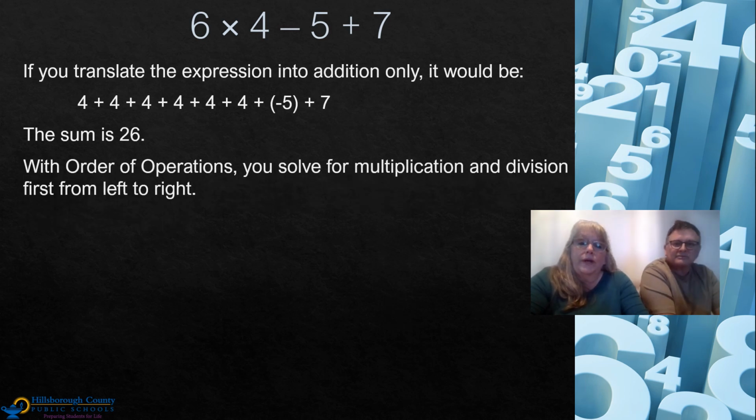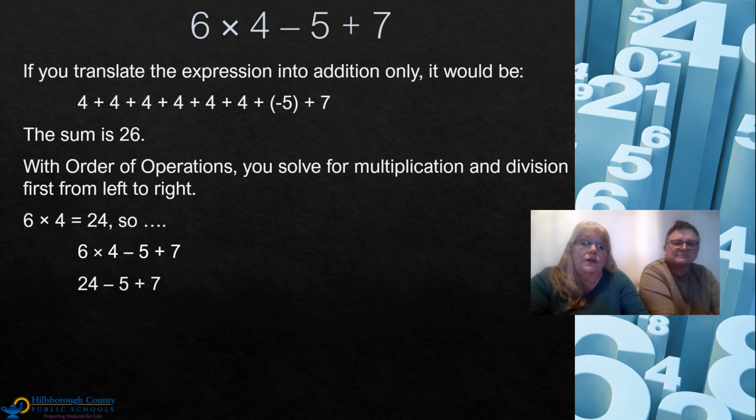With order of operations, you solve for multiplication and division first from left to right. There's only one multiplication symbol. There is no division, so we're going to solve 6 times 4 first. And then once I've solved that, I can move to the addition and subtraction. One thing that students quite often confuse, especially when using PEMDAS, is that they think addition needs to go before subtraction, but addition and subtraction are done simultaneously from left to right.